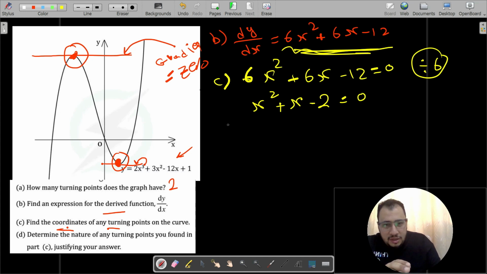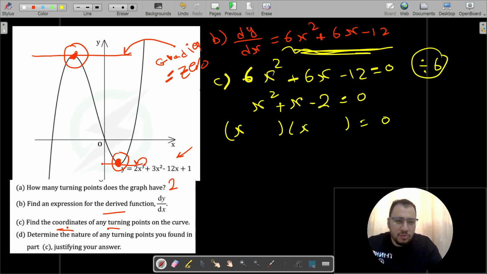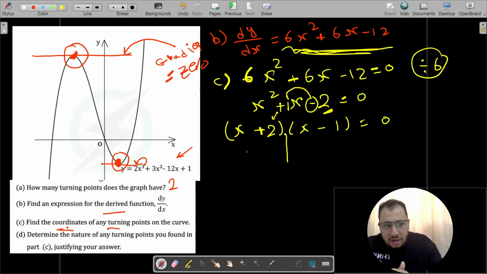Okay, now let's factorize that here. If you don't know factorization, you can use your calculator, you can get the answer. Here what I'm looking for is two numbers whose multiplication is 2 and the difference between them is 1. So it's 2 and 1, and the bigger number will take the middle sign, so this will be plus and this will be minus. Here x equals negative 2 and here x equals positive 1.